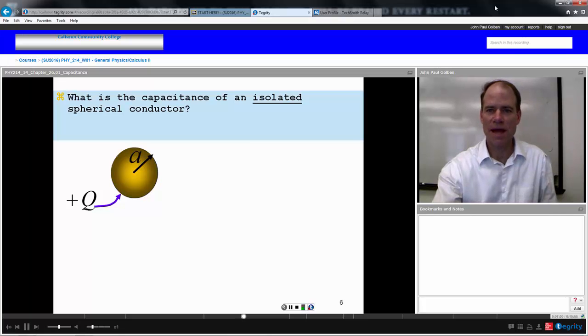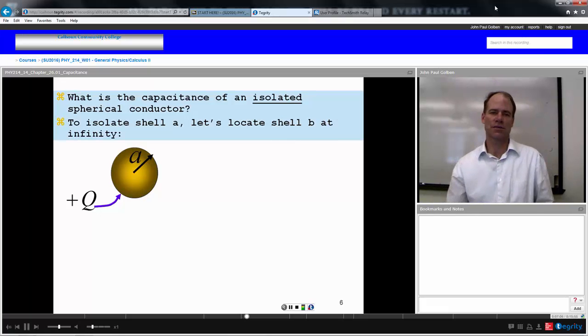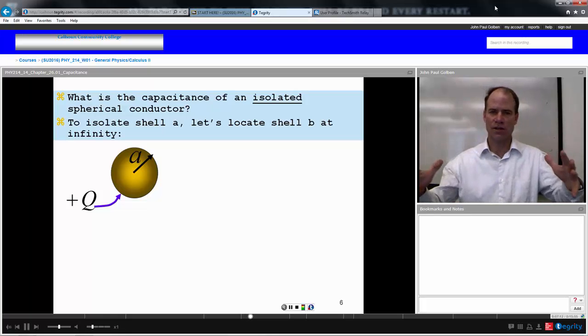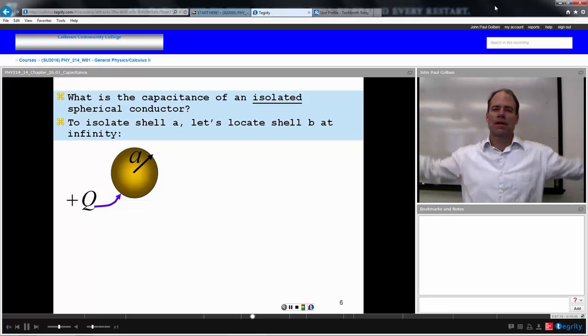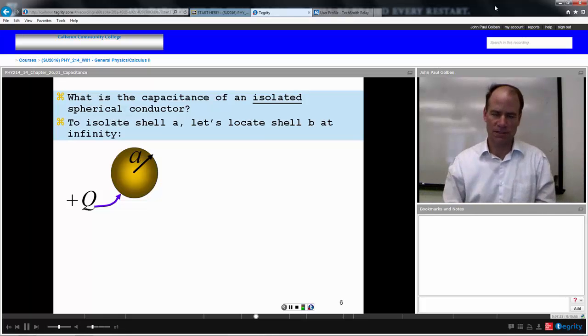What's the capacitance of an isolated spherical conductor? Well, to isolate a spherical conductor, let's just take our result that we just got for nested spheres, and we'll take the outer sphere and move it all the way to infinity. If we do that, B will approach infinity and will basically isolate the sphere that's left, the sphere of radius A. So let's do that.